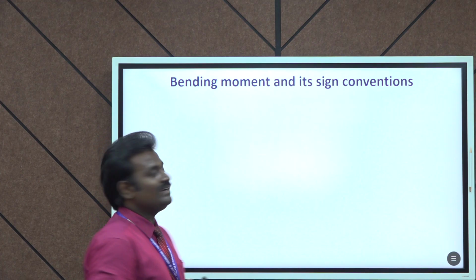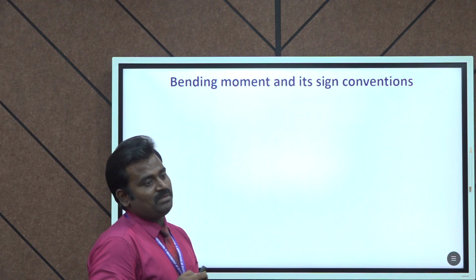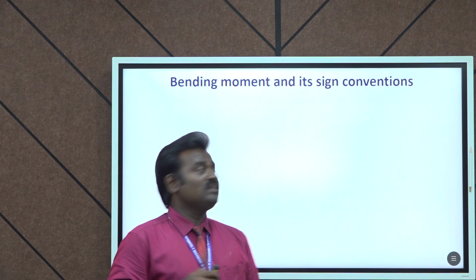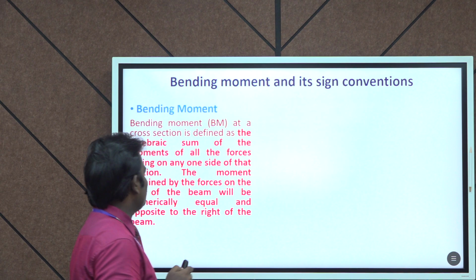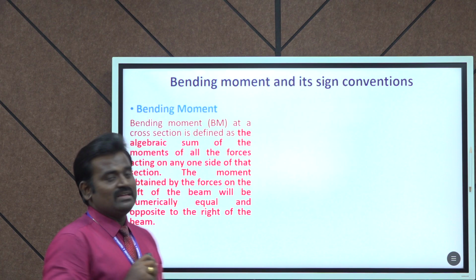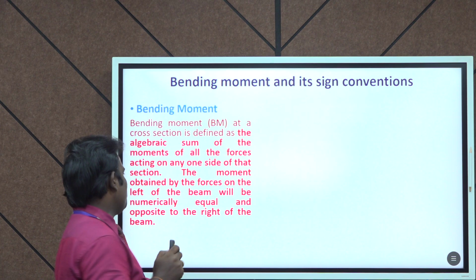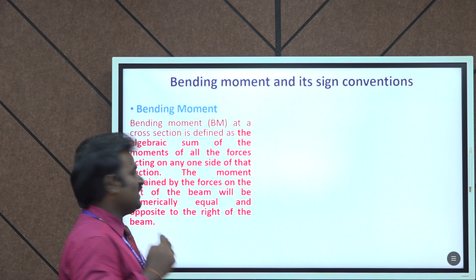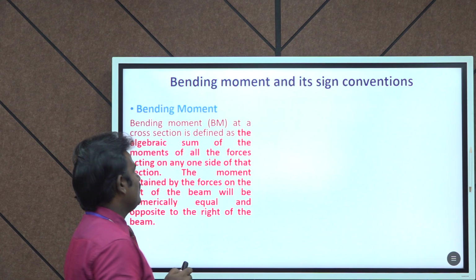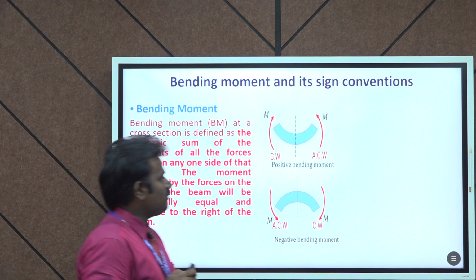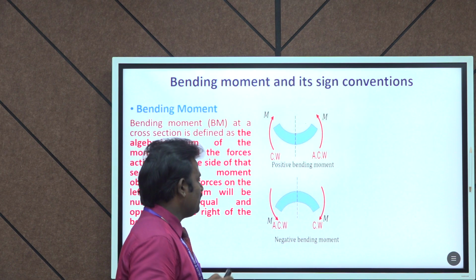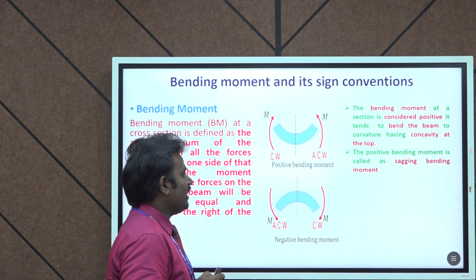Then bending moment and its sign convention. Bending moment is the force multiplied by the perpendicular distance; it is the moment. Bending moment is also the algebraic sum of the moments of all the forces acting on any one side of the section. It is known as the bending moment. The moment obtained from the forces on the left hand side of the beam is equal to that on the right hand side of the beam. And then the sign conventions: there are two types of bending moment sign convention. The first one is the positive bending moment and the second one is the negative bending moment.